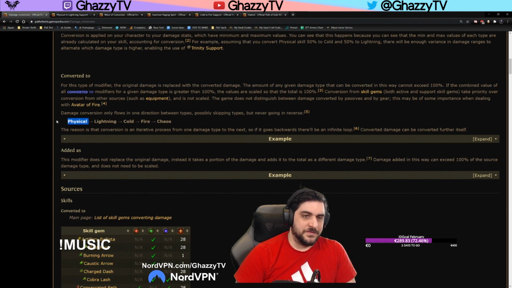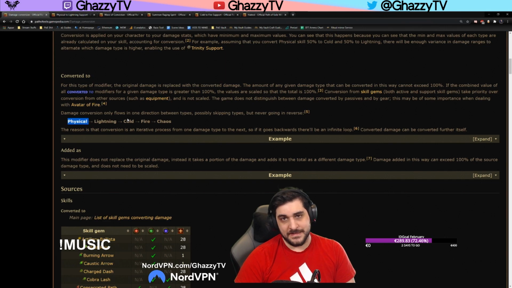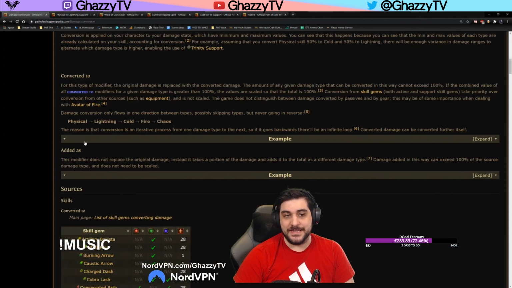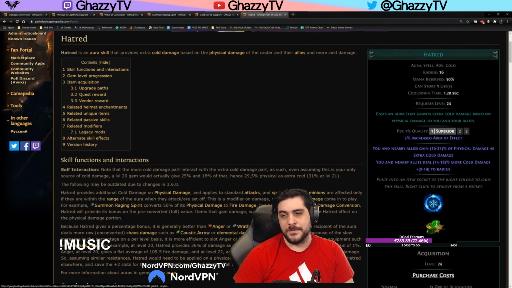So if you scale physical damage on yourself, or in this example, the minions, you actually will still scale that damage, because the damage you get on the physical portion will then be added to the cold damage because you're converting it, which happens after the calculation, or in the middle of the calculation, basically. And what Hatred does is that since you still have existing physical damage that is just being converted, the modifier that gives you up to 25% physical damage as extra cold still applies.